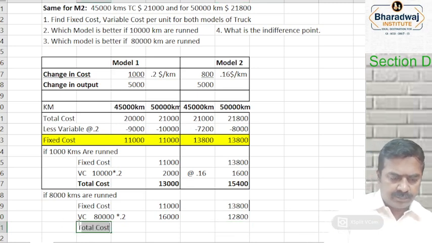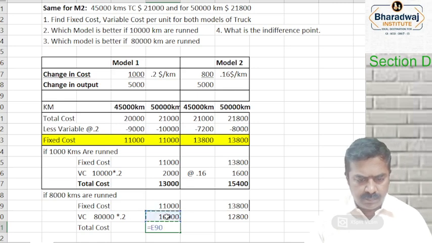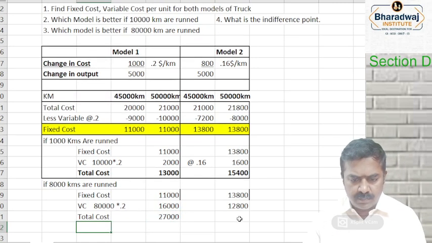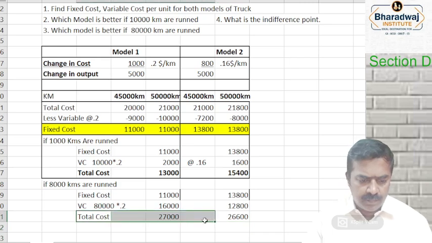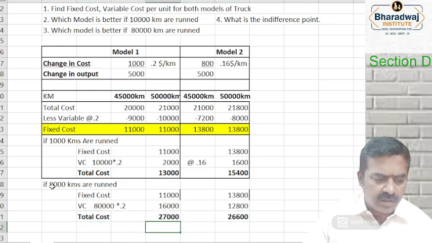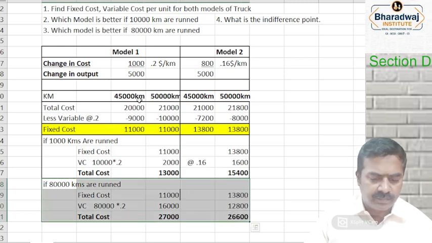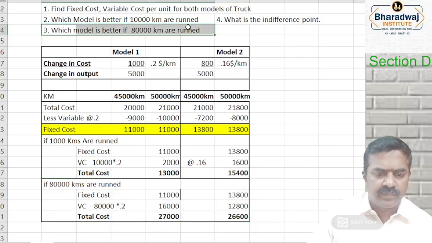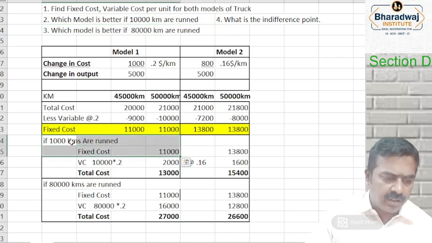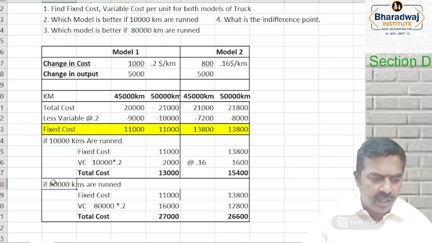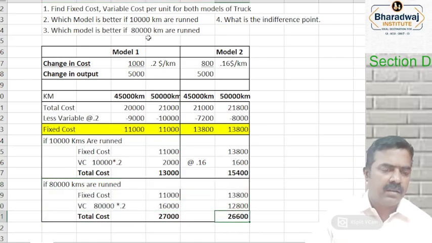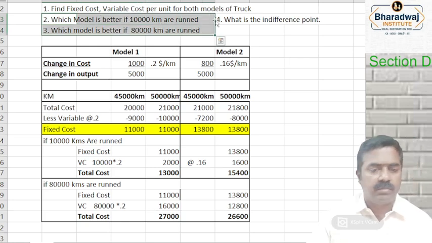Total cost. Even here, which model is better? Model 1 is better. Okay, let it be 10,000 kilometers or 80,000 kilometers. Which model is better? Model 1 is better.